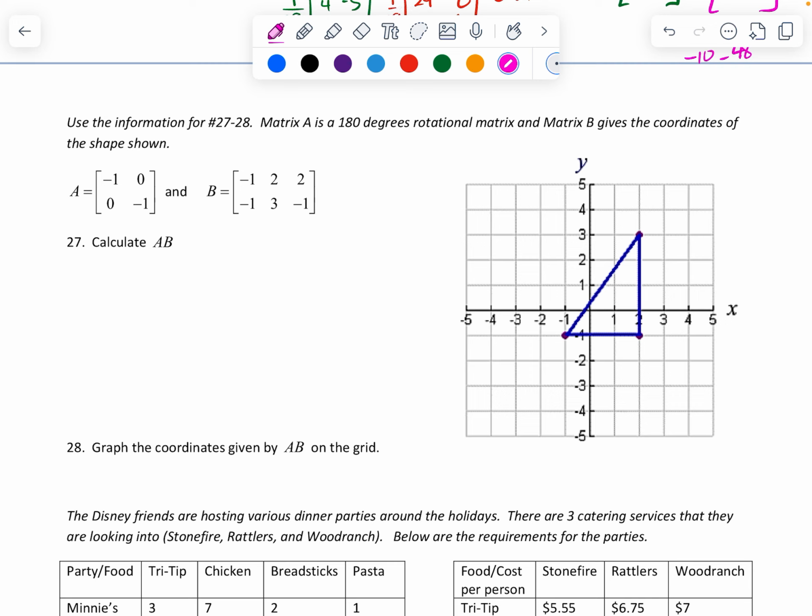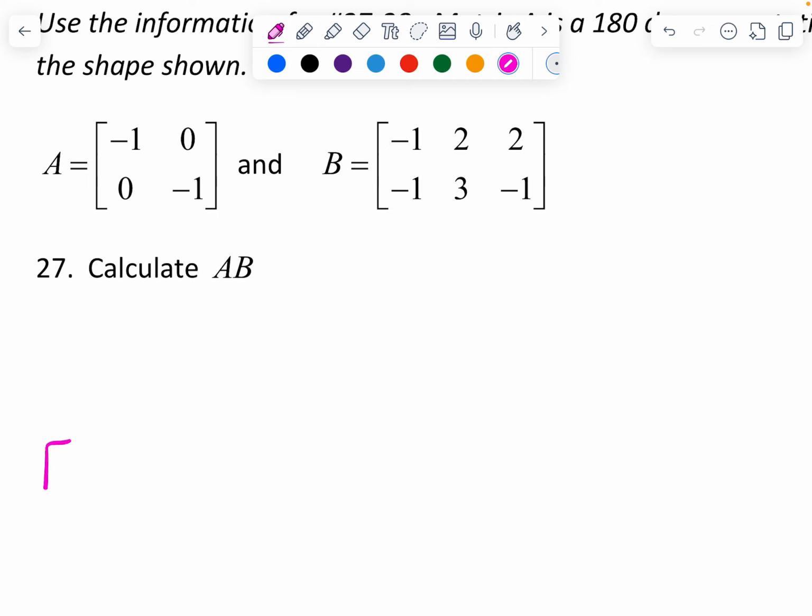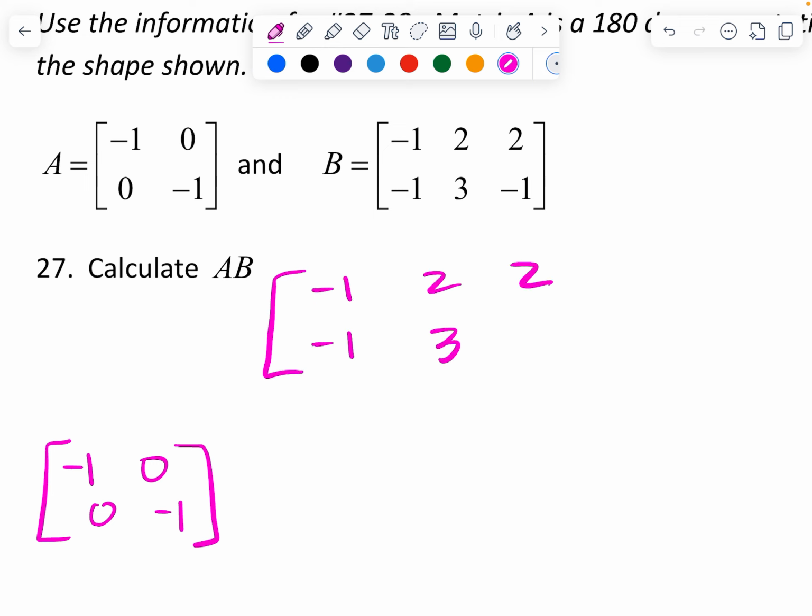Okay, so this next one, it says, use the information for 27 through 28. Matrix A is a 180 degrees rotational matrix. Matrix B gives the coordinates of the shape shown. Okay. Calculate A times B. Okay. Negative 1, 2, 2. Negative 1, 3. Okay.